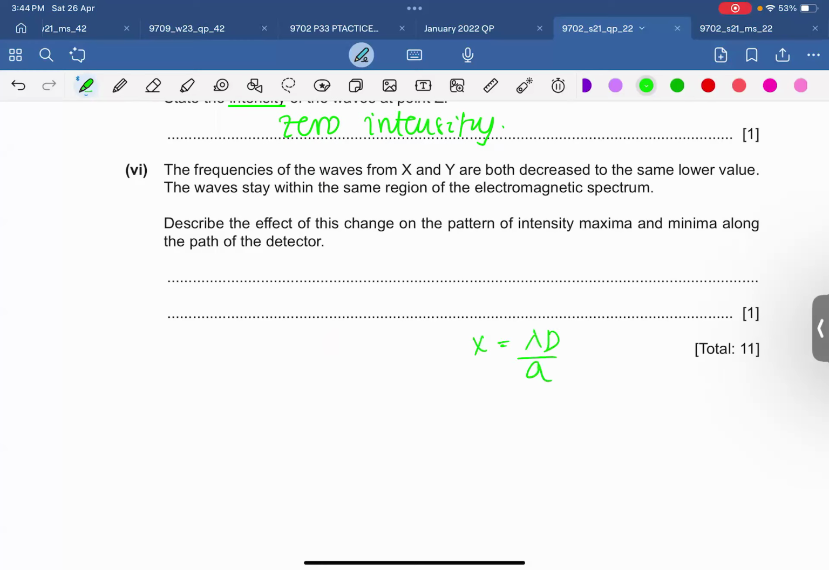Okay, so it says that your lambda is increasing, right? Because you are decreasing the frequency, right? You are decreasing the frequency to a lower value, so this means you are increasing the wavelength. Increasing the wavelength means the separation between the adjacent maxima, or maxima and minima, will be further apart. Okay, so the distance between the maxima and minima, yeah, maxima and maxima will be further.